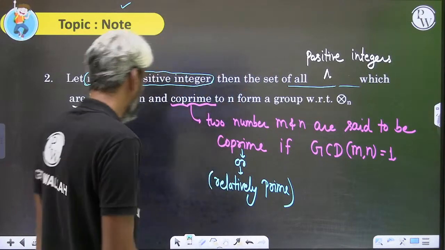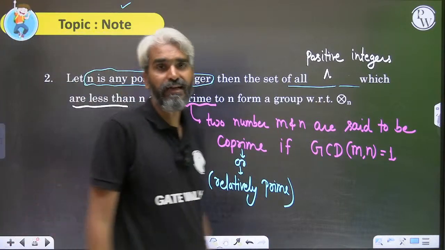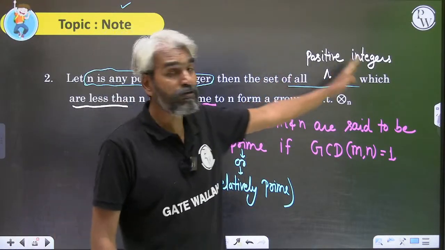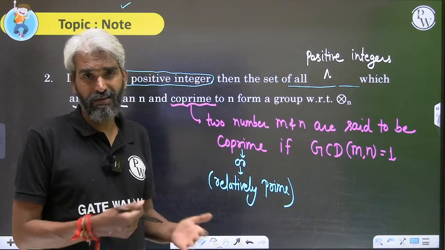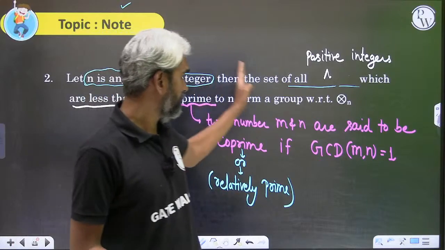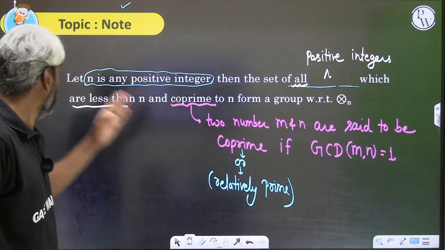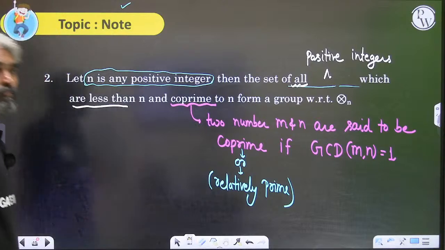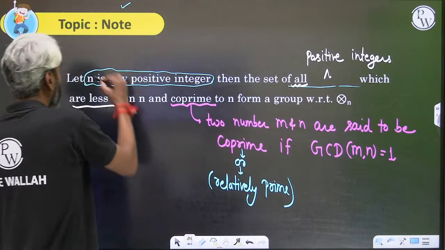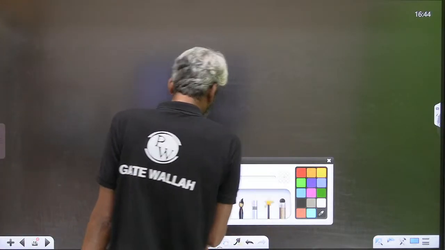So what's the idea? It simply says that if n is any positive integer, then the set of all positive integers, which will be 1 or more than 1. They cannot be 0, they cannot be negative. So the set of all such positive integers which are less than n and co-prime to n form a group with respect to multiplication modulo n. Let me explain. If not clear, then please try to understand.